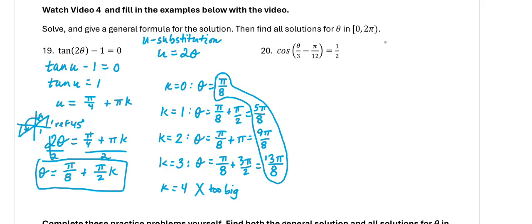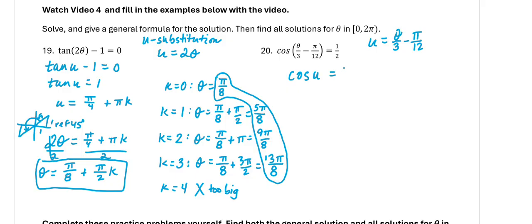So as you can see, these problems are a lot of work and a little tricky, right? So let's do one more together and hopefully we will get it. Okay, so this is a very complicated setup for our cosine, so we're going to make that into a u. So u is equal to theta over 3 minus pi over 12. And then we're going to just solve for u.